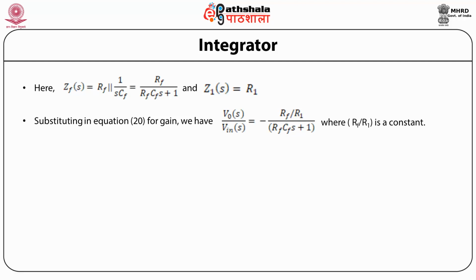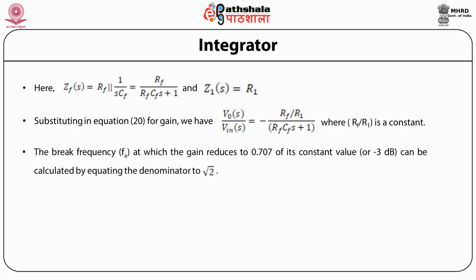Substituting in equation 20 for gain, we have V0(s) divided by Vin(s) is equal to minus RF upon R1 divided by RF CF s plus 1, where RF by R1 is a constant. The break frequency FA at which the gain reduces to 0.707 of its constant value, or minus 3 dB, can be calculated by equating the denominator to root 2, that is, square root of 1 plus (RF CF 2 pi FA) whole square is equal to square root of 2, which gives FA to be equal to 1 divided by RF CF 2 pi.